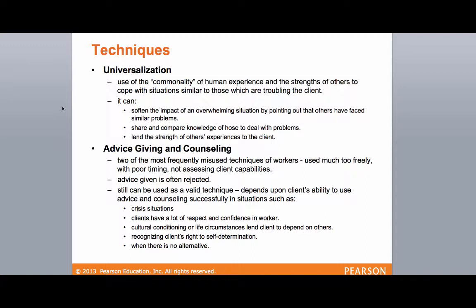Some clients, through their life circumstances or the conditioning of their culture, also come to depend on others. They come to you as an expert and they want to be told what to do. Again, I don't really recommend this as a general approach, but sometimes it can be useful. And maybe there isn't an alternative occasionally and you have to give advice. But again, do so sparingly.